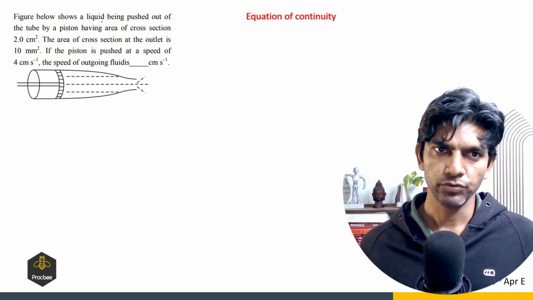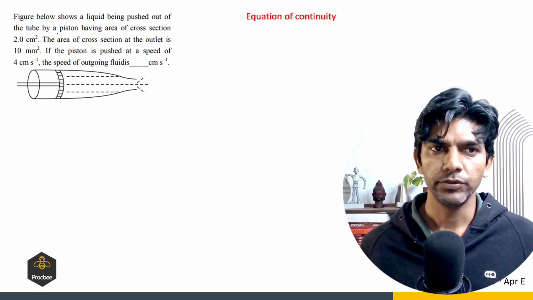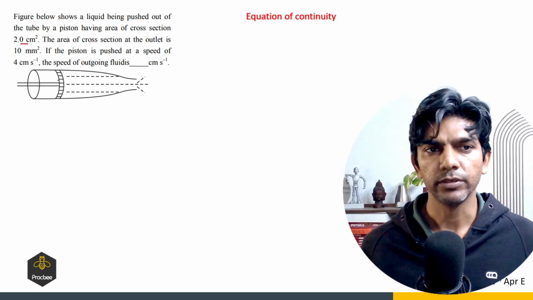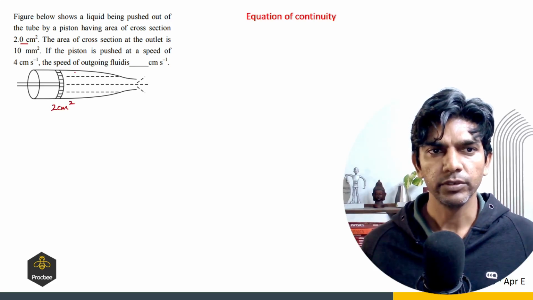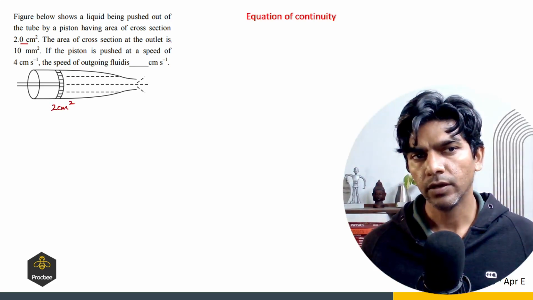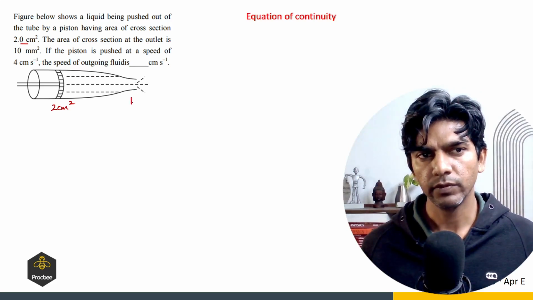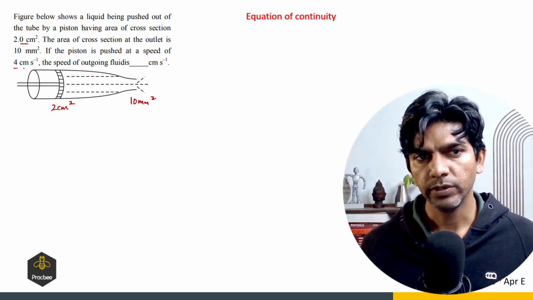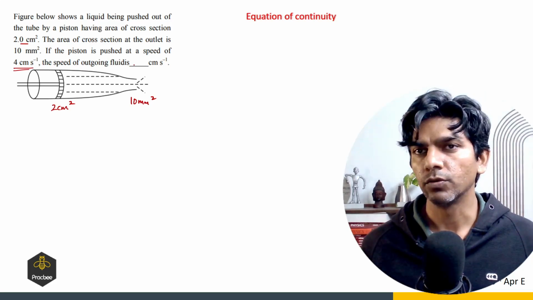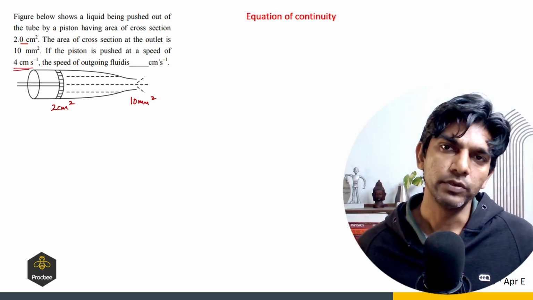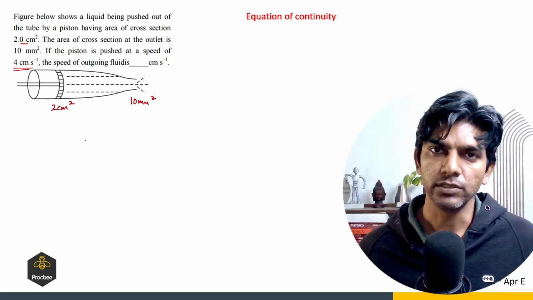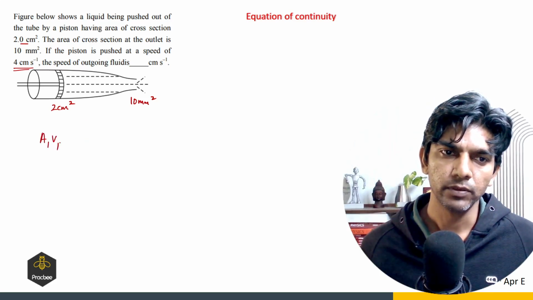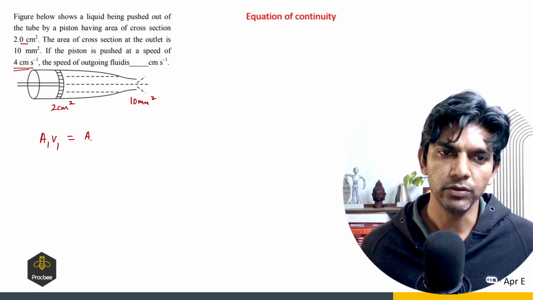Okay, now the next concept is equation of continuity. The figure below shows the liquid being pushed out of the tube by the piston having an area of cross section of 2 square centimeter. So here we have 2 square centimeter. The area of cross section at the outlet is 10 millimeter square. If the piston is pushed at a speed of 4 centimeters per second, find the speed of the outgoing flow. According to the equation of continuity, the flow rate doesn't change for an incompressible fluid.